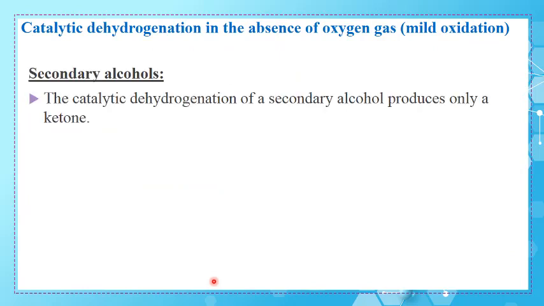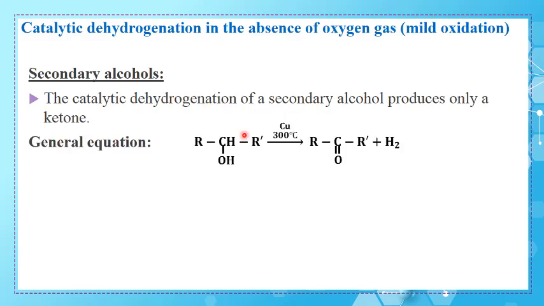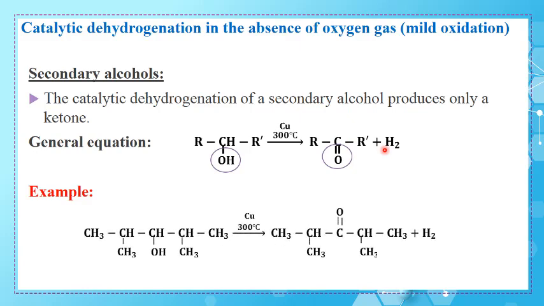The catalytic dehydrogenation of a secondary alcohol, as you can see here, produces only a ketone. This is our secondary alcohol, and this is the ketone that is produced. Okay, let's consider also here an example. Here is a branched alcohol. Can you see? This is the functional group OH, and this is the carbonyl group of ketones.